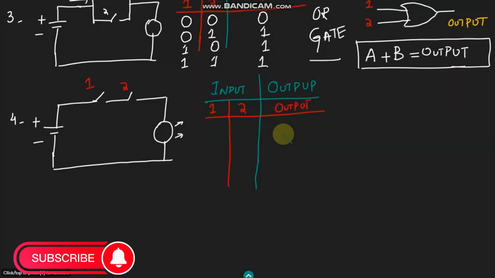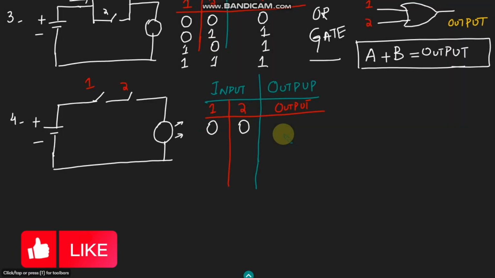So now what will happen if the two switches are open? There will be no current which can flow through this light bulb, and it will not glow, therefore it will be 0 or turned off as well. Similarly, if any of the two switches is closed, just like if this is closed, there will be no current here as well, because these two are in series, and if one of them is off, there will be no path for the current to flow.